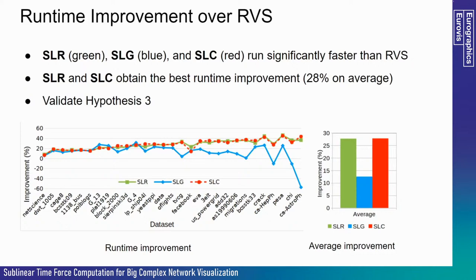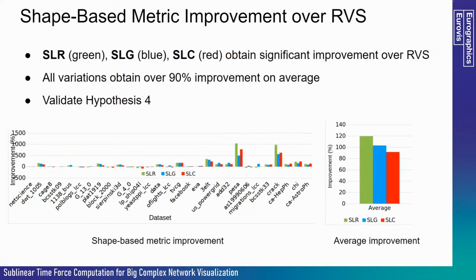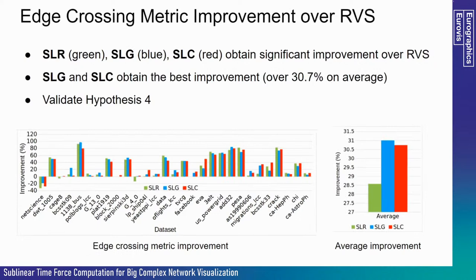For shape-based metrics, we can see significant improvements over RVS for all SL variations, all of them obtaining over 90% improvements on average. And again, with edge crossing metrics, all SL variations obtain significant improvement over RVS, and in this case, we can see that SLG and SLC obtain the best improvements at over 30.7% on average. So the result on both metrics validates hypothesis 4.